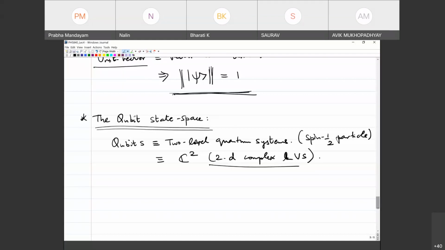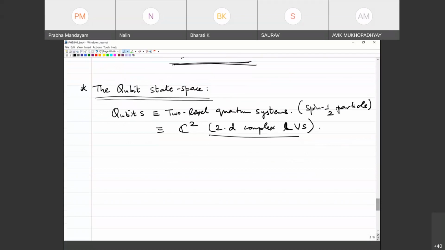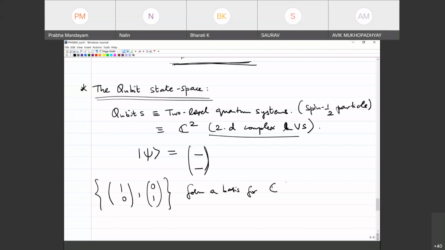So I can write any arbitrary state of a qubit in terms of a two-dimensional complex column vector like this, right? I know that (1, 0) and (0, 1) form a basis for C2. So I can essentially write this as alpha |0> plus beta |1>, where the (1, 0) I associate with ket 0, and the (0, 1) I associate with ket 1, right?